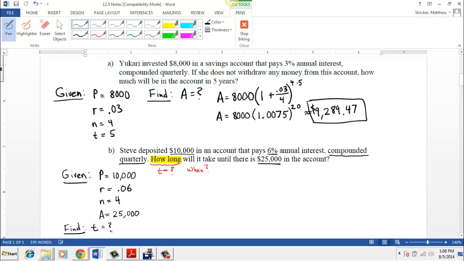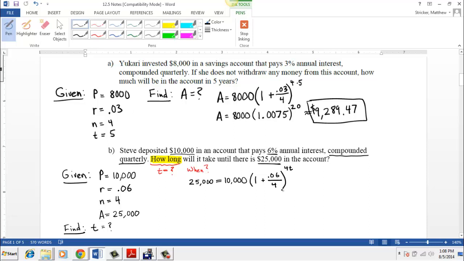So let's go ahead and put all our given information into the compounding interest formula. We know that A is 25,000 in this problem, is equal to P, which is 10,000, times 1 plus R, which is 0.06, divided by N, which is 4, raised to the N times T. Remember, N is 4, so this is 4T.